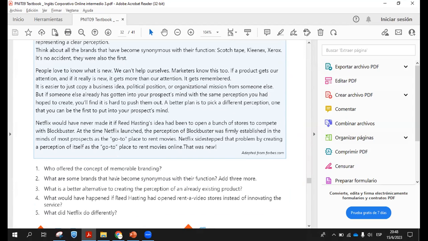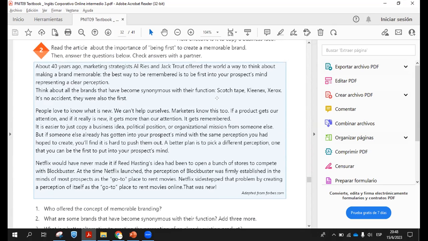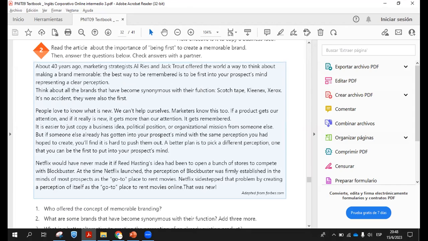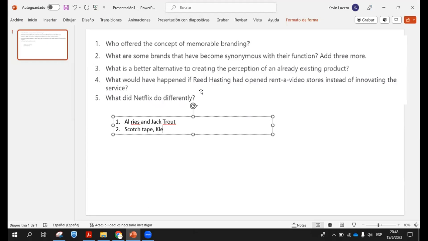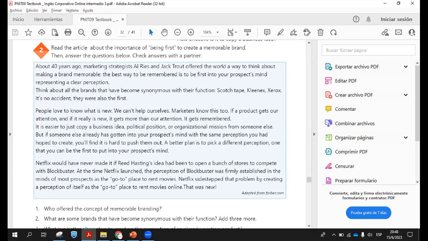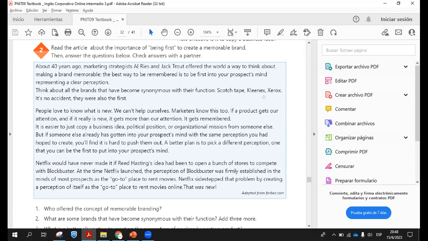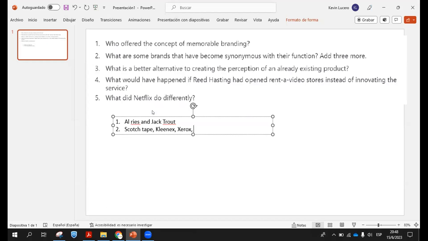What are some brands that have become synonymous with their function? Add three more. Scotch tape. Kleenex, Xerox. Scotch tape, Kleenex, and Xerox. We need to add three brands additionally.